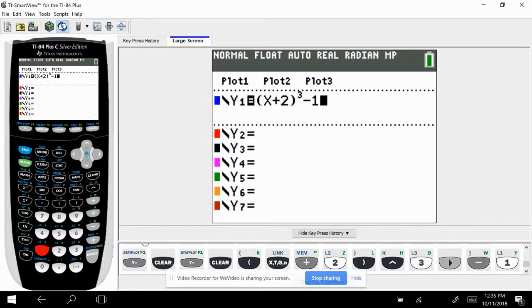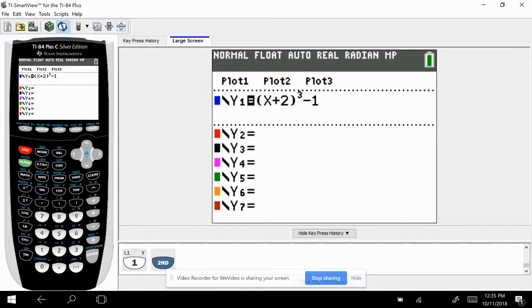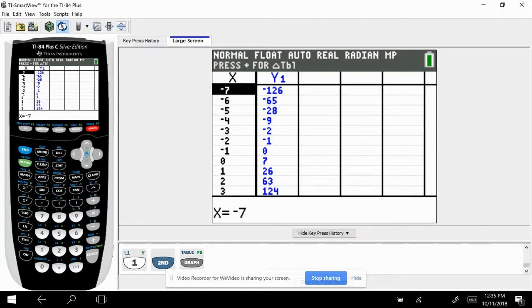Okay. Now we really don't need our graph. We just need our table. So I'm going to press second, that blue button right here, and then graph. And that's going to get me my table. And you can move up, you can move down until you see the numbers you want.